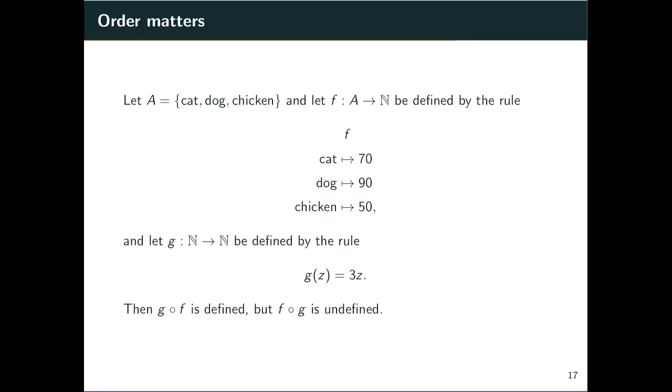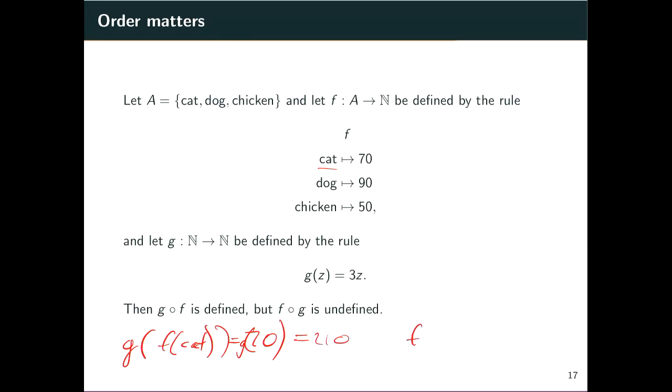And then we take another rule, the function g, which just multiplies our number by 3. Then g composed with f is well defined, but f composed with g is undefined. Because f of cat equals 70, and if we take g after that, we just multiply by 3, so we get 210.